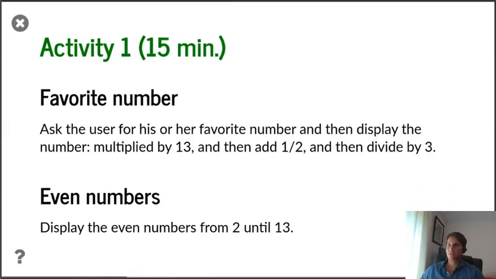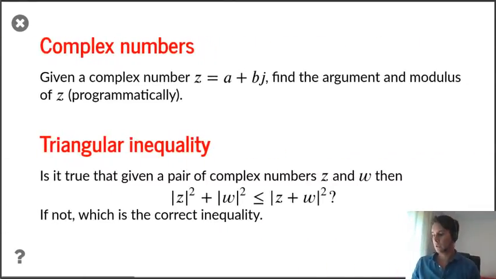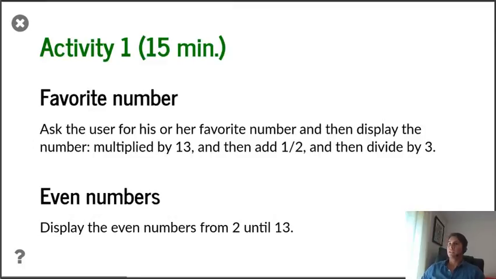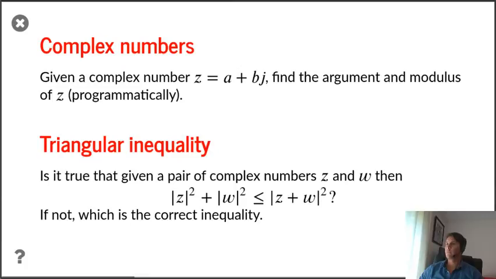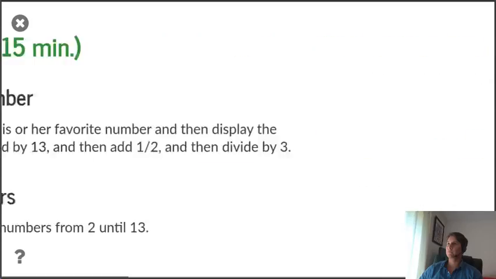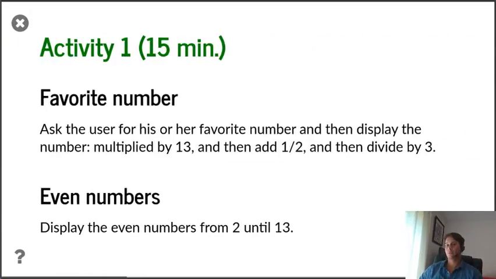Okay, now we have the first activity. I'll be asking 2 things. The notation here is that when the title is red, it will be something for more advanced students, or engineers, for example, that are more knowledgeable in math and programming, so they don't get bored. And this is the activity. We will take 15 minutes. I ask 2 questions. One is the favorite number, something similar to the previous slide, and also something about even numbers.